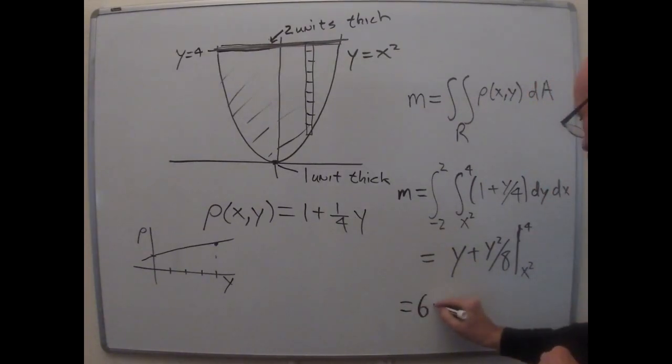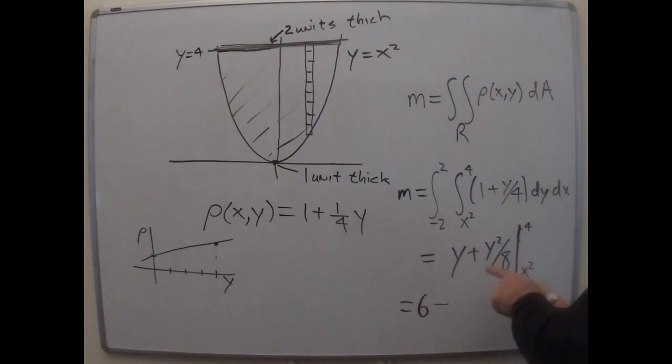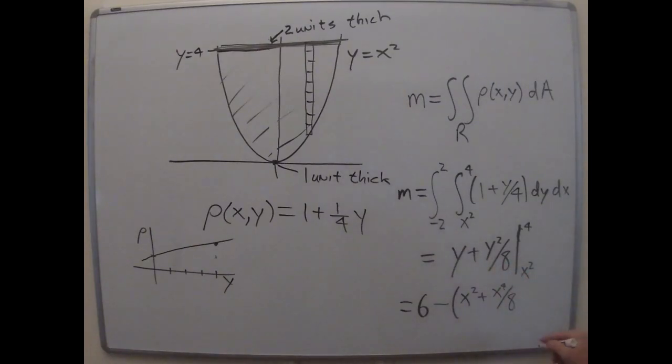And then we're going to subtract what happens if we evaluate all the y's become x squareds. I guess I just have to write it. It's going to be x squared plus x to the 4th over 8, because it's y squared squared, or x squared squared. Okay, that's what it is.